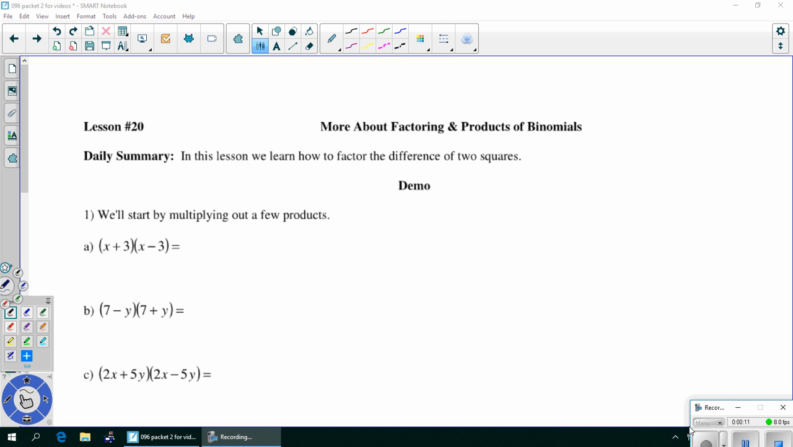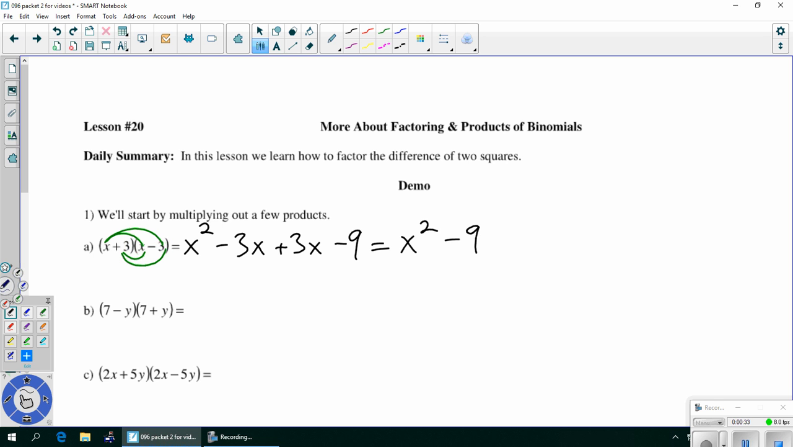First one is x plus 3, x minus 3. So we'll just go ahead and do FOIL or distributive here. First times first is x squared. Outers is x times negative 3, that's negative 3x. Inners is a positive 3x. And the last is minus 9, and we'll combine the terms in the middle, which, lo and behold, cancel. Negative 3x plus 3x disappear, and we're just left with x squared minus 9.